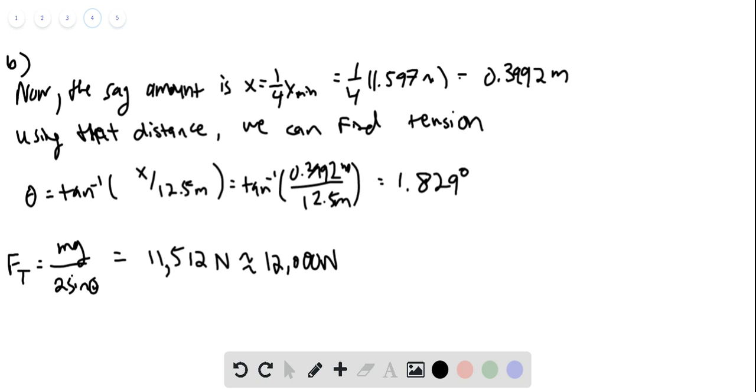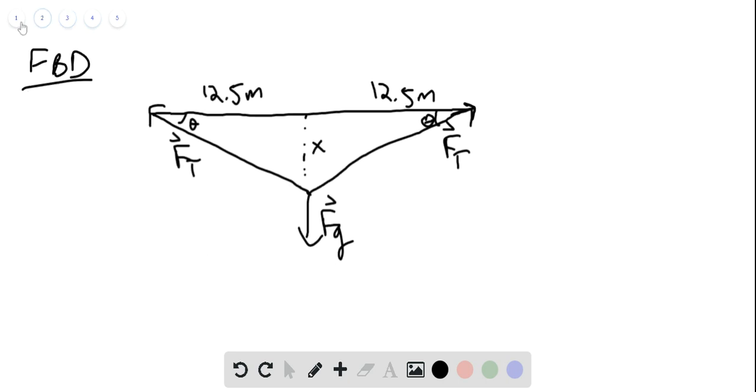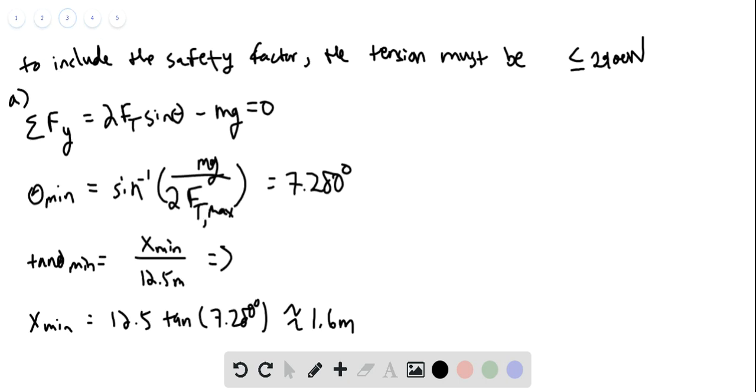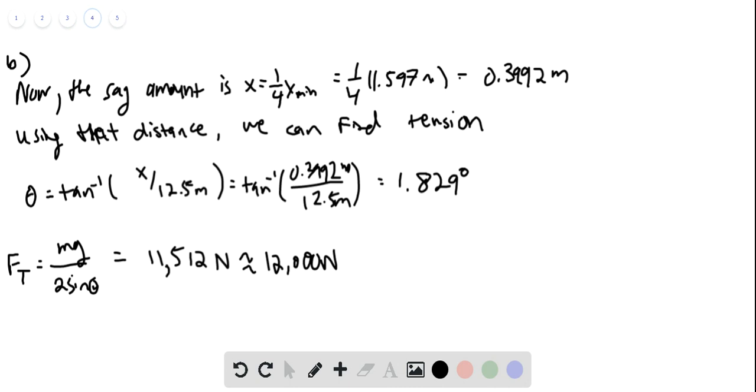Because if you divide 12,000 by 4, you should get about 3,000, which is what our force is here, right? So this is about 3,000, 2,900, just 100 off. And this is 500 off, but still pretty close to 12. So a safety factor of 10 would have had a 29 kilonewton tension.